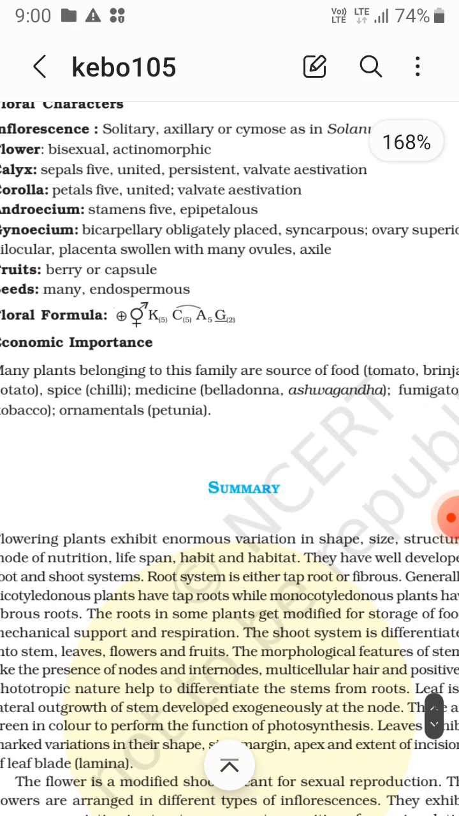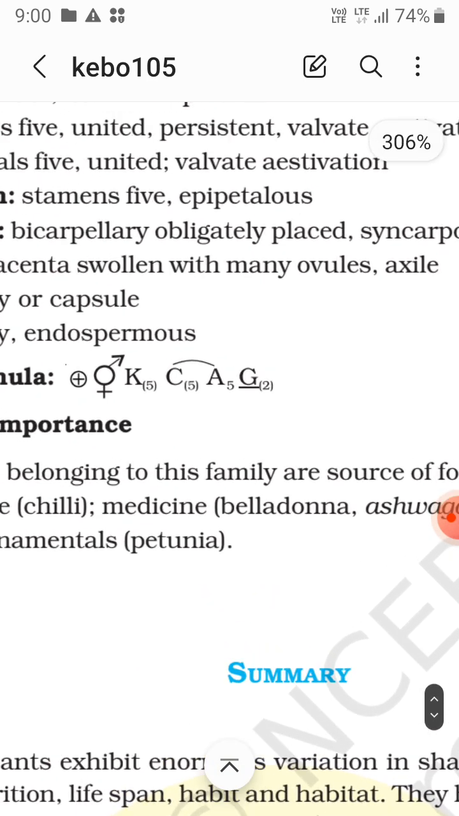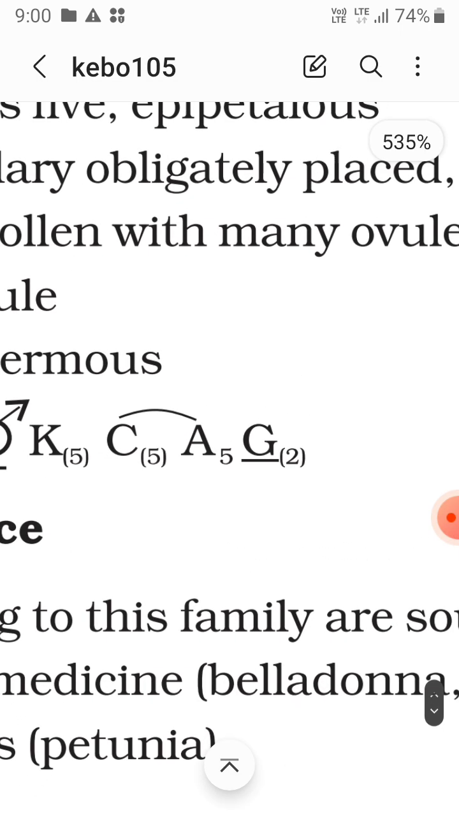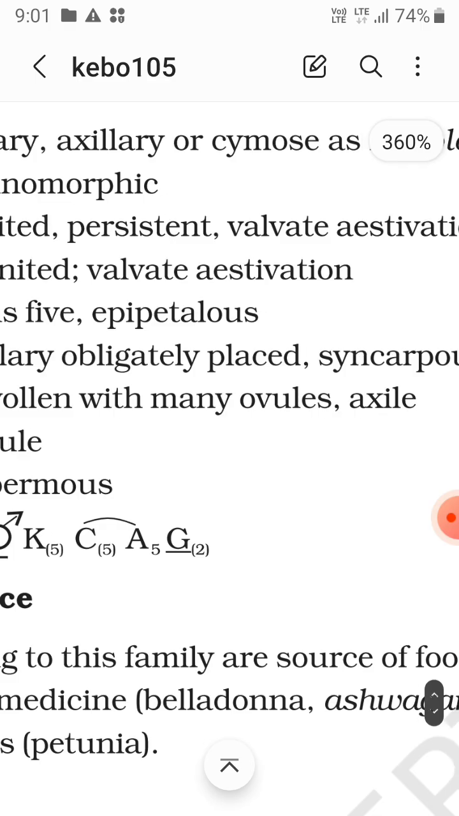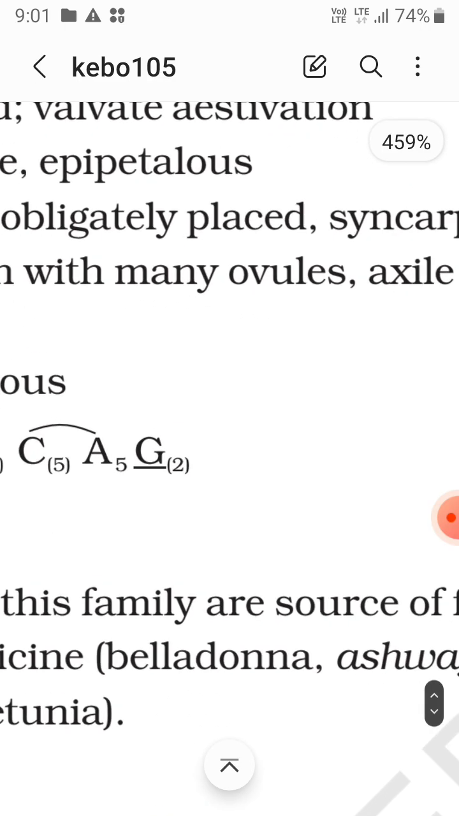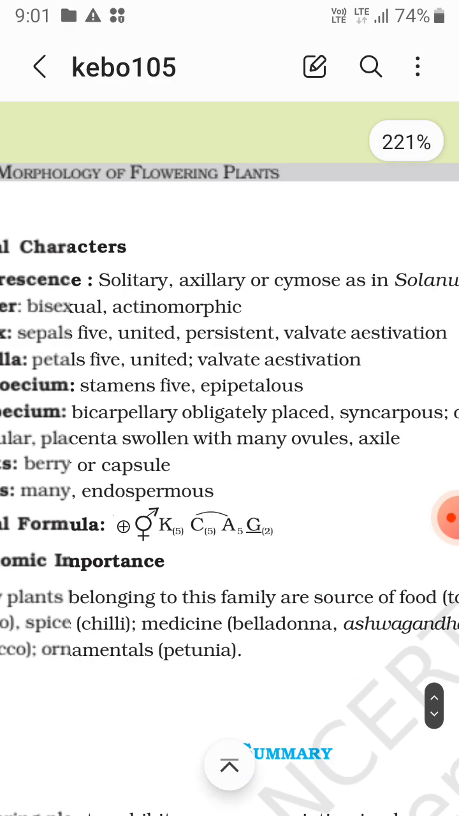Floral formula: plus, bisexual, K calyx is fused, right? Then corolla, that is also fused, and then there is adhesion with the androecium, meaning stamens and corolla, that is petals, are attached. This represents the epipetalous condition. This is very important. It can be asked what C5 fused adhering to A5 means. It is epipetalous. Such tricky questions can be asked, right? Now G under it is superior ovary and it is fused, right?